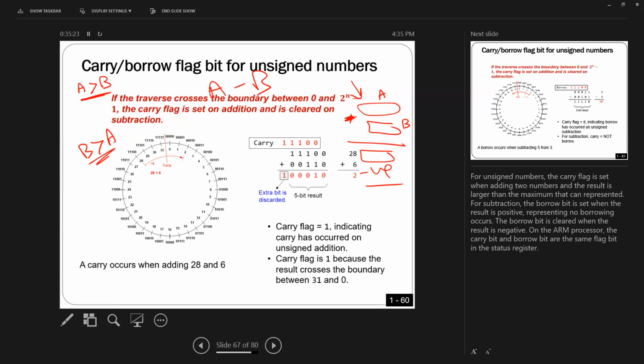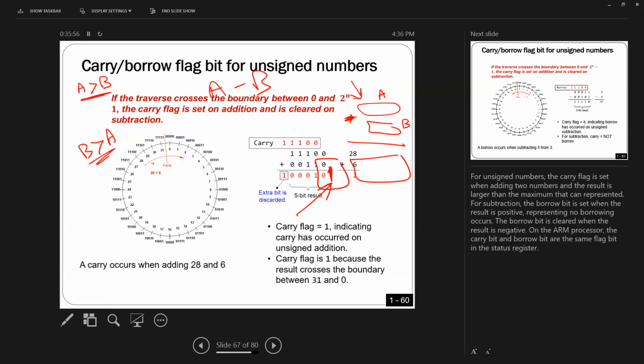But wait a second. Logically, it's true. I should get a negative number. But keep in mind, this number is unsigned. So this number cannot be negative, right? That's why in this case, and that's what I'm going to explain, if B is greater than A, the carry should be 1. The carry should be 1 to tell you the answer is not correct. So the answer is not correct.